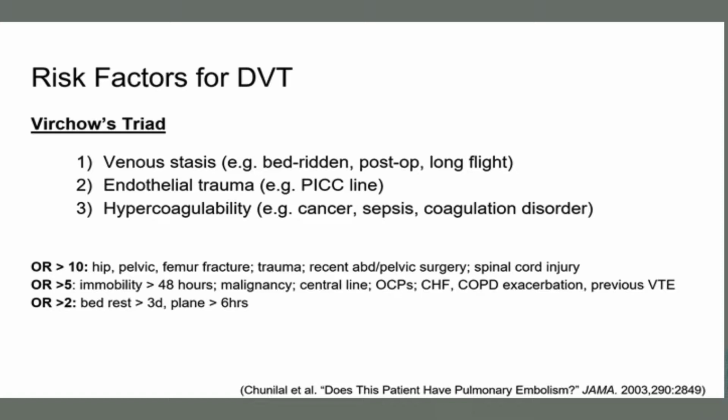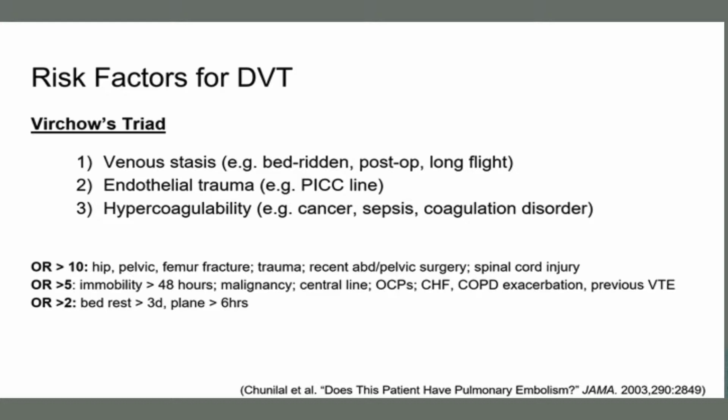Second is endothelial trauma. Endothelial trauma, this is things like having a central line or some other type of trauma to the vessel. And third is having hypercoagulability. So patients with cancer have hypercoagulability. People with sepsis or also a coagulation disorder have this risk factor.